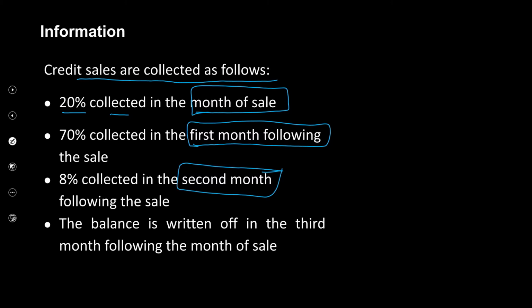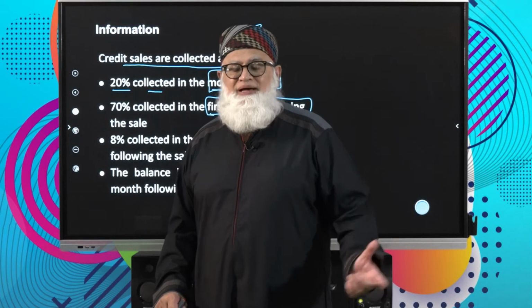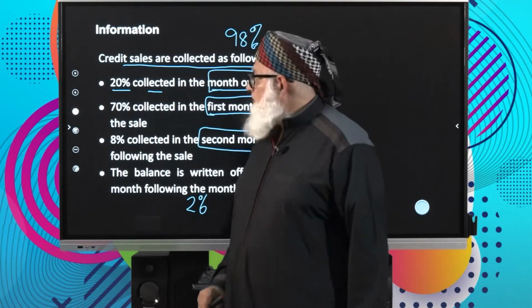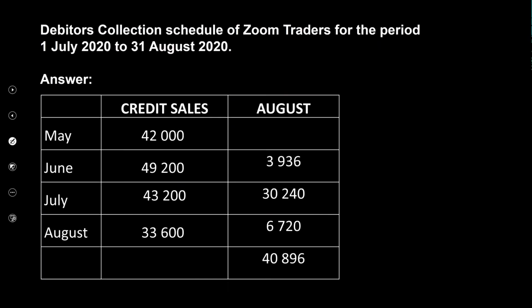So you're expecting 98% of your debtors to settle their debts in terms of the arrangement. What's the arrangement? 20% in the month of sale, 70% in the month following the month of sale, 8% will be collected in the second month after the month of sale, and then the balance, which you can clearly see here, is the 2% will obviously be the bad debt that you write off in the third month after the month of sale. Okay, now that we have that information, we can move on and start doing our calculations. Let's look at May first. This is the month of May. What do we know?